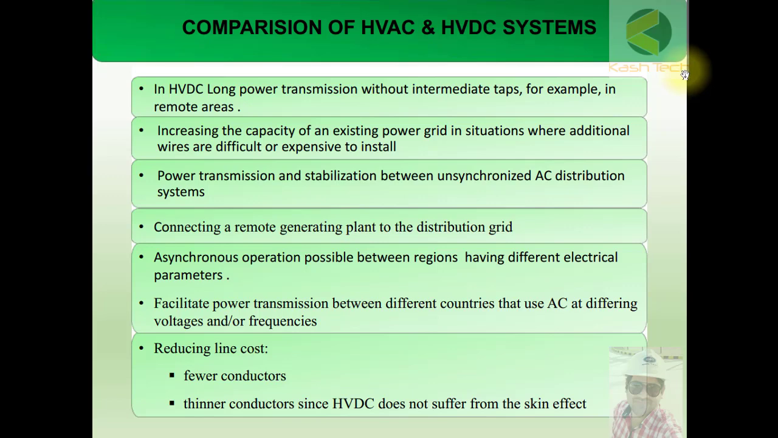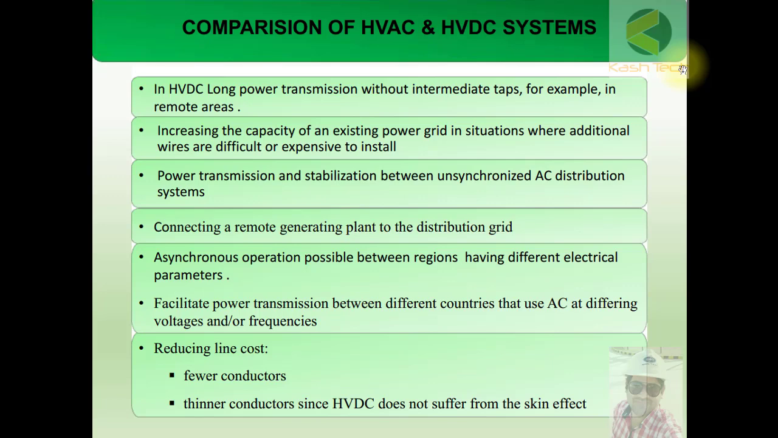Another application is power transmission and stabilization between unsynchronized AC distribution systems. This is an advantage of HVDC, which is also called flexible coupling. It means that it is not really required to sync different generating stations, different islands or different countries, because the AC supply is first converted into DC and then connected. So it provides flexible AC connectivity between two networks, connecting a remote generating plant to a distribution grid. Asynchronous operation is possible between regions having different electrical parameters.